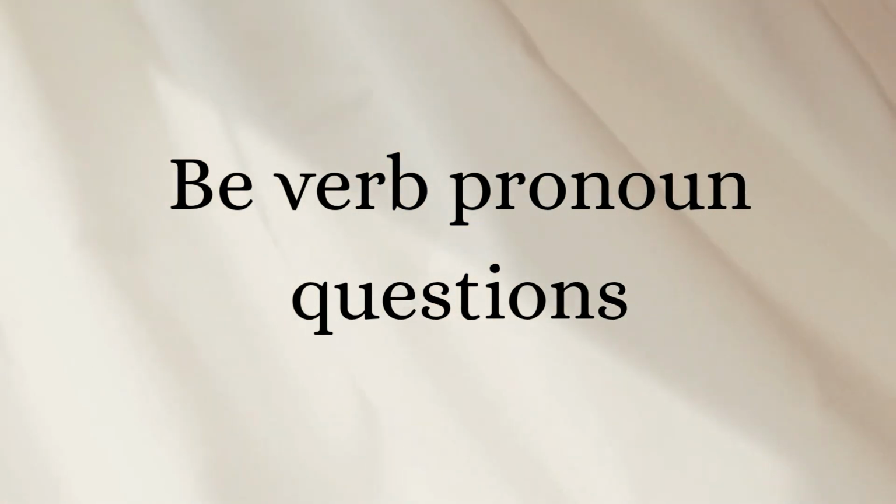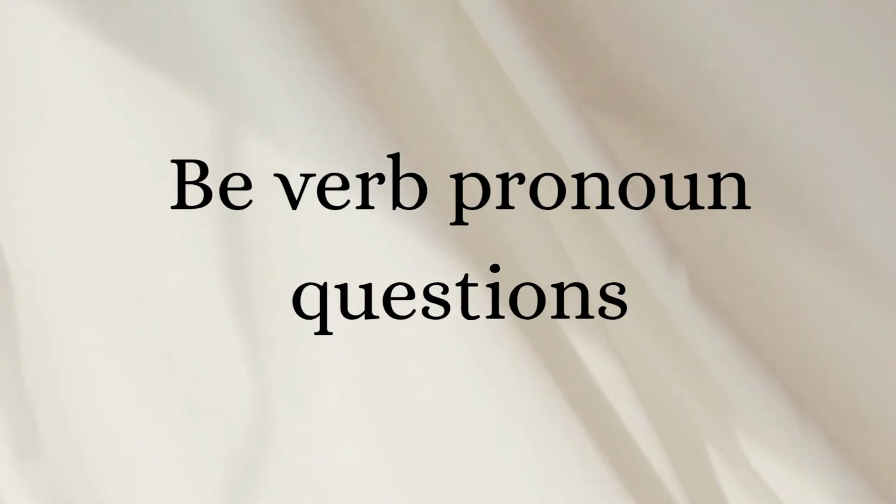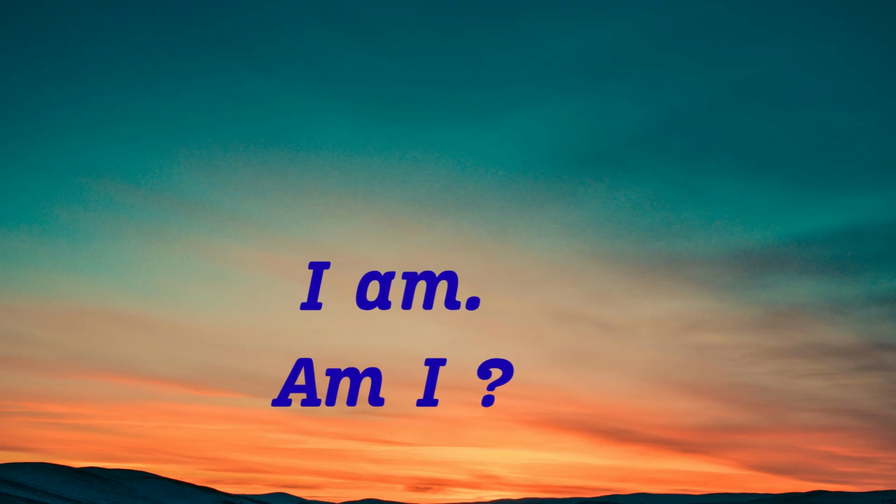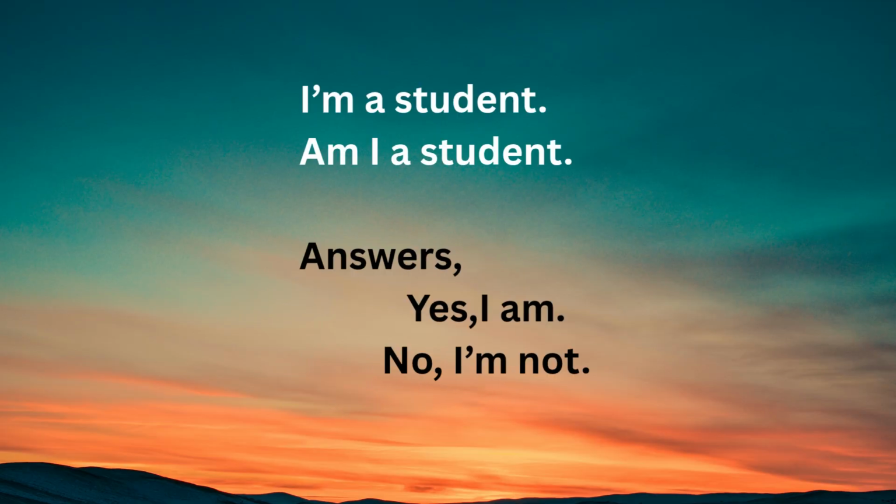Hello everyone, in this video I am going to talk about how to make questions using subjective pronouns and be verbs. Okay, so let's take a look at this. This example sentence says I'm a student. Remember, I'm is just a contraction for I am. Okay, so I'm a student. I am a student. They mean the same thing.